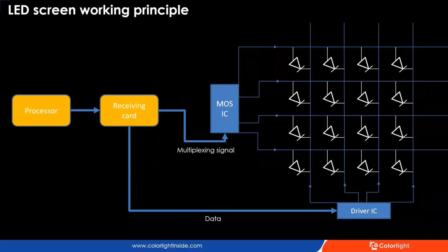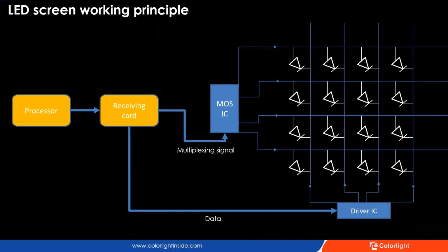In this example, the LED screen is represented as a 4x4 LED matrix. Each one of the LEDs in the matrix is represented by an LED symbol, this triangular thing. In order to understand how to work with one of these, we need to know a little bit about how an LED works. An LED is basically a one-way valve for the current.